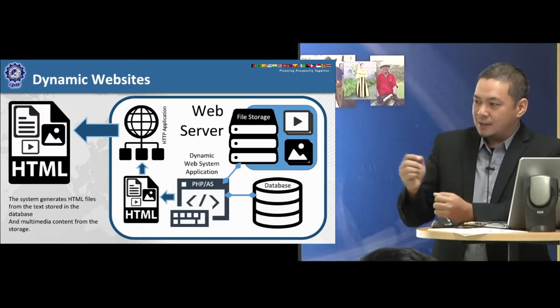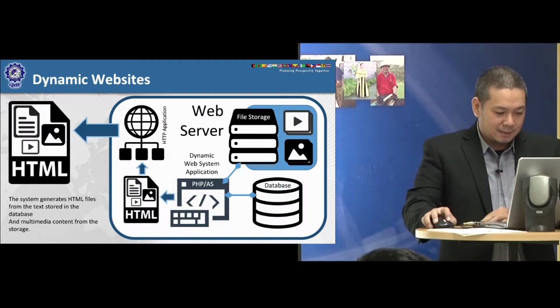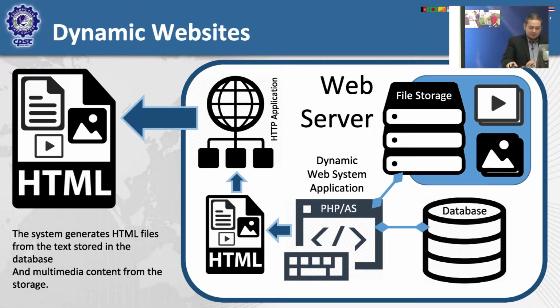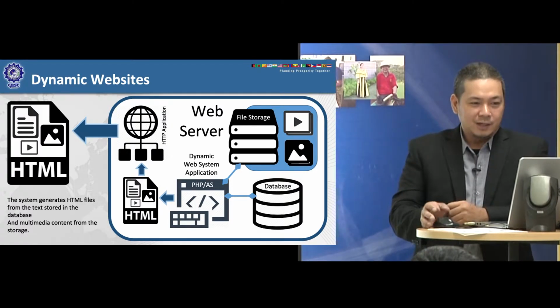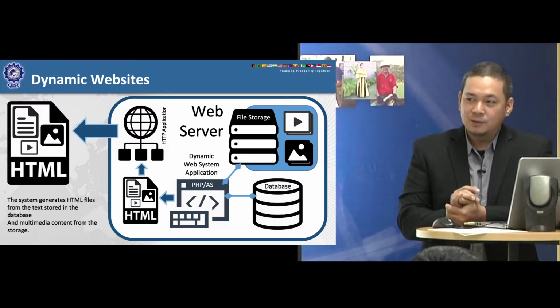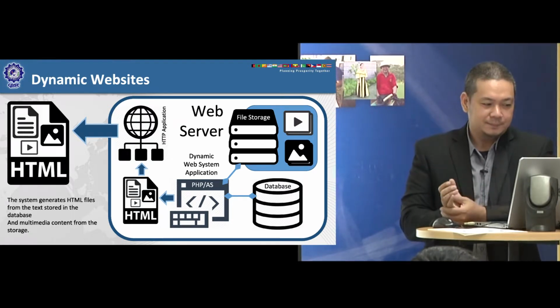So for each user account, if you go back here, they pull different data from the database depending on the user, and files depending on the user. They get that data, put them together, and show you a unique HTML page for each user account. So that's the beauty of a dynamic website.